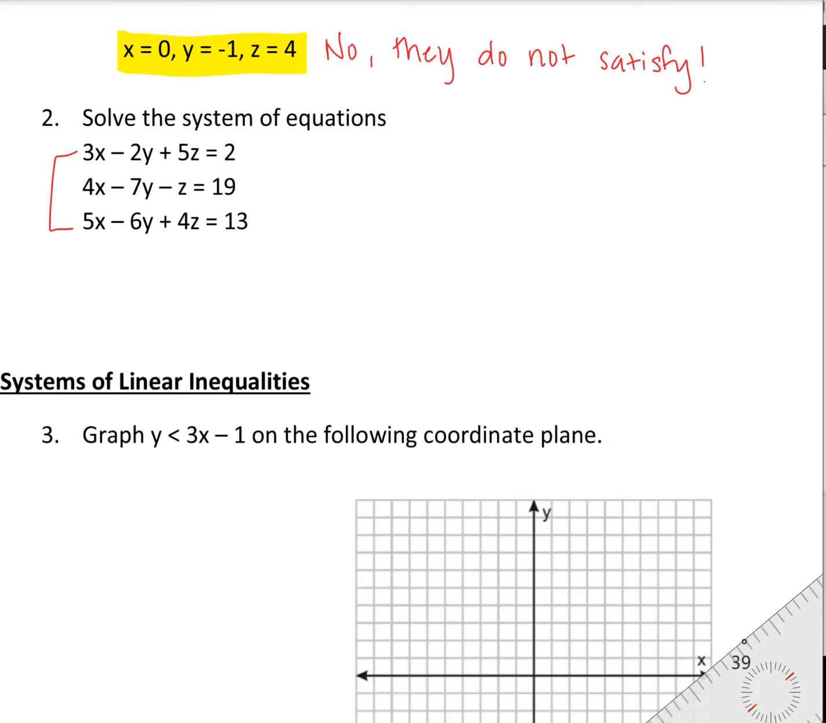And I'm going to choose that y. I'm going to try to cancel out the y by multiplying it by a -3. So that becomes a positive 6y so that they will cancel out. So now distribute that -3. So we will get a -9x plus 6y minus 15z equals a -6.